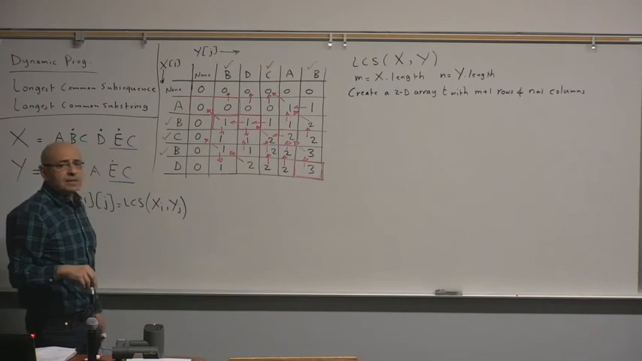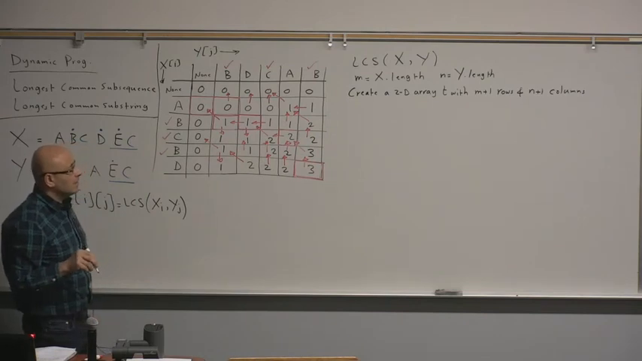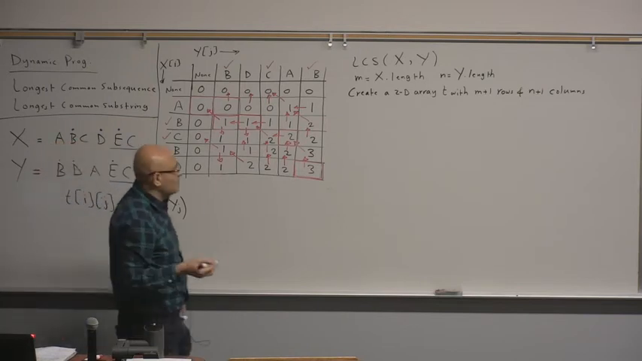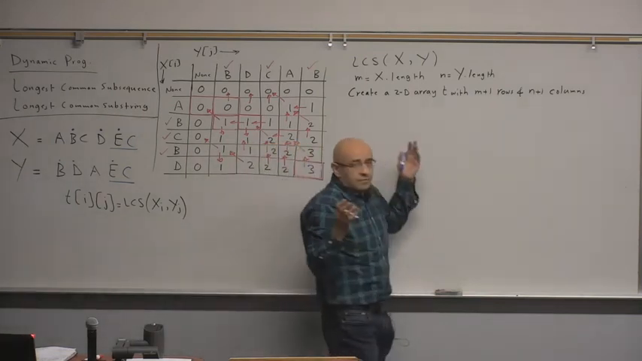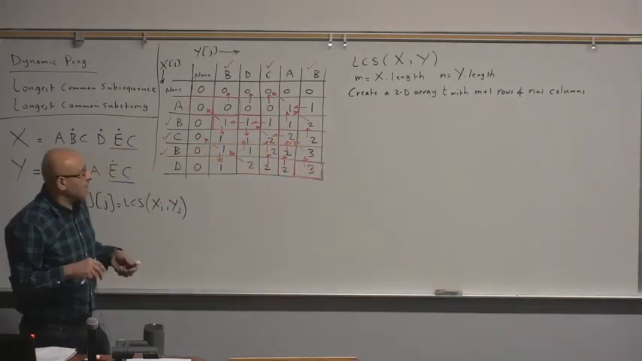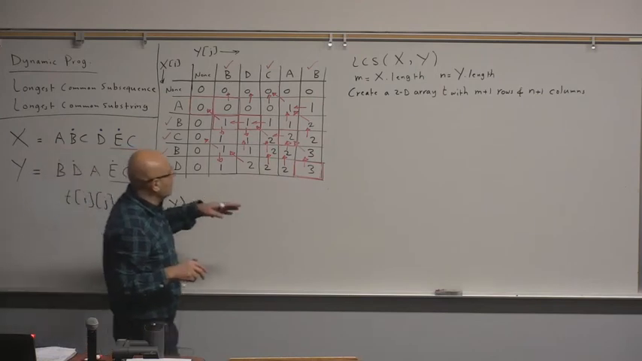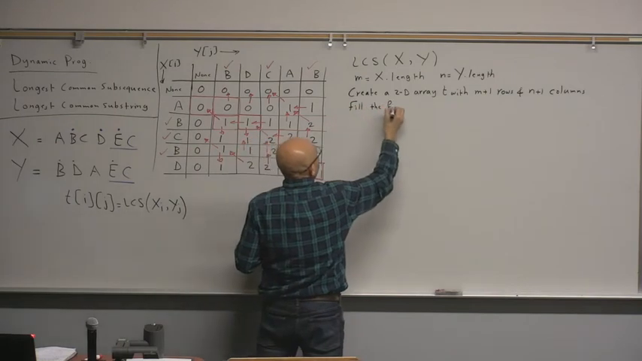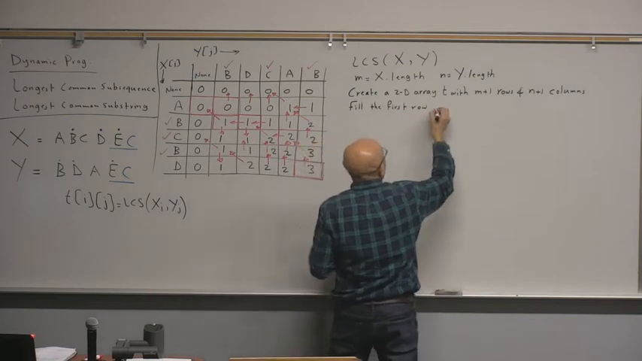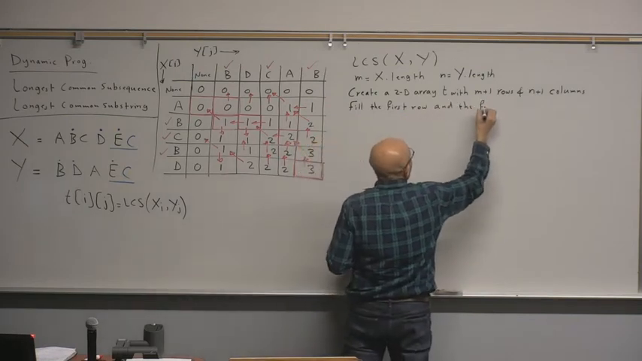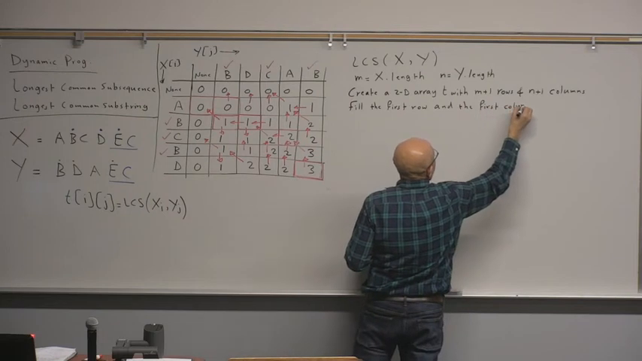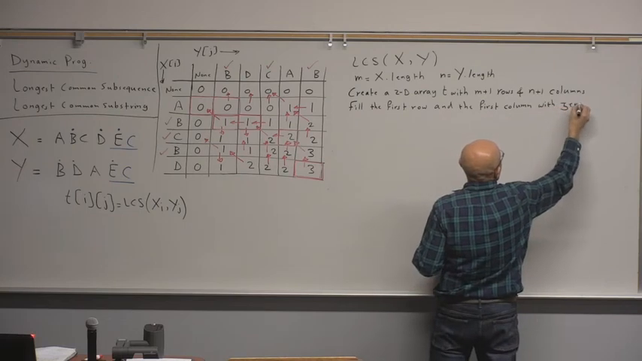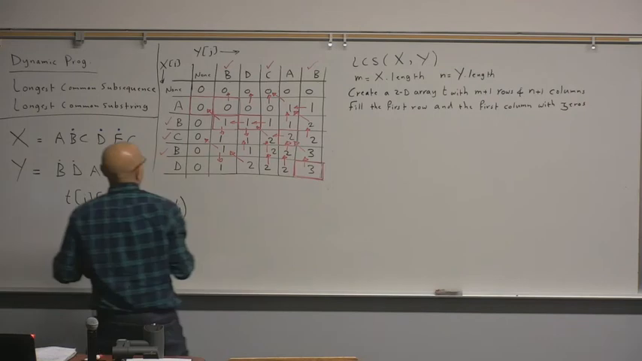Is this problem symmetrical? So what if we put x in the columns and y in the rows? Will it still work? Yes. They're just two strings, right? They are indistinguishable. You can treat either one as x or y. It doesn't matter. So we create a two-dimensional array. Then fill the first row and the first column with zeros. Okay?